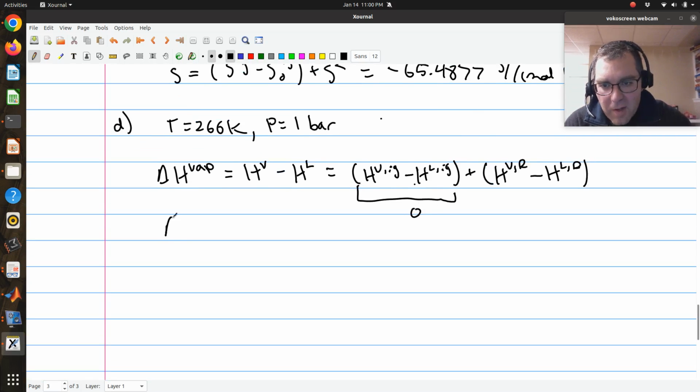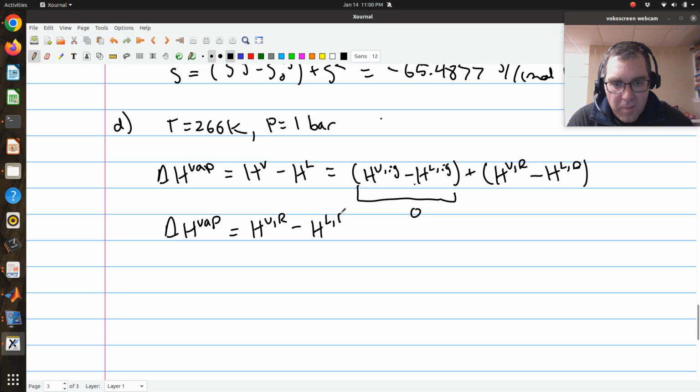So I'm left with delta H of vaporization equal to the residual enthalpy of my vapor minus the residual enthalpy of my liquid. We calculated this in B, where we just selected the liquid root, which is the third root. Well, then the vapor is just that first root, which I didn't use before. Okay, cool.